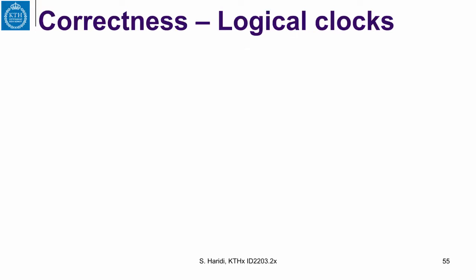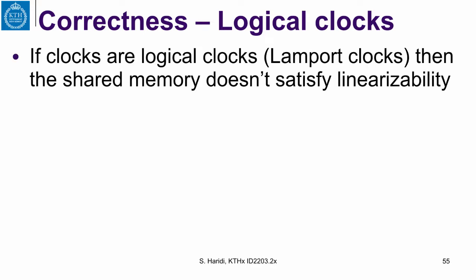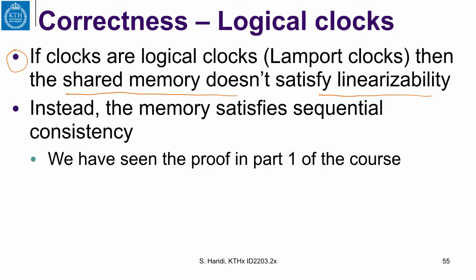There are some other clocks that we discussed before in the previous course. We can use logical clocks to linearize all operations in logical time. If clocks are logical clocks, then we have shown in the previous course that shared memory does not satisfy linearizability. What this linearizability in logical time gave us was sequential consistency. And this has been discussed in the previous course.